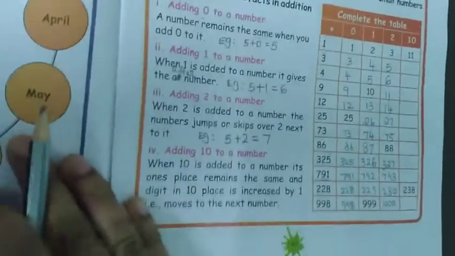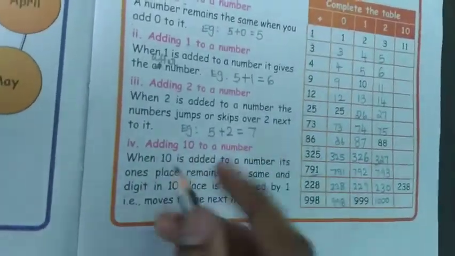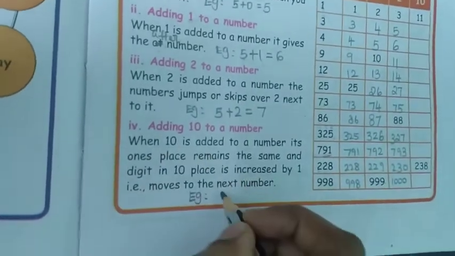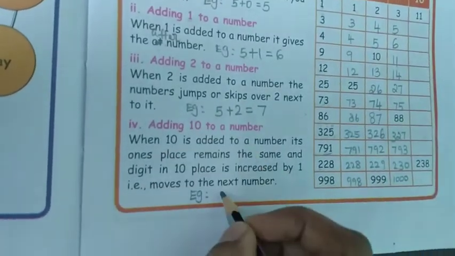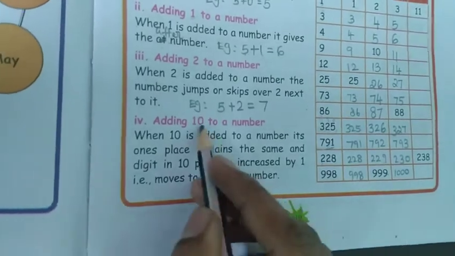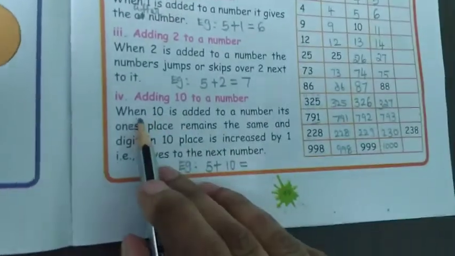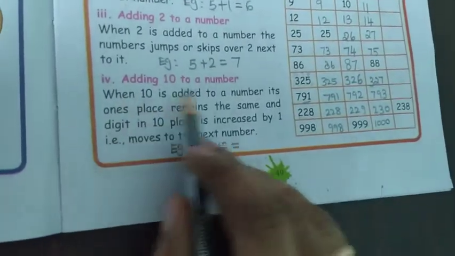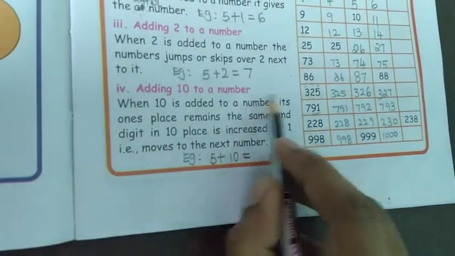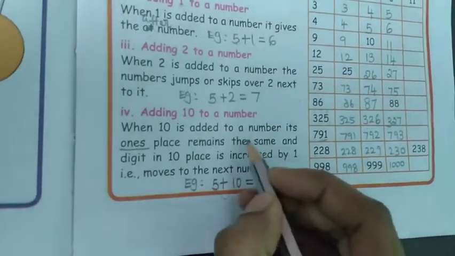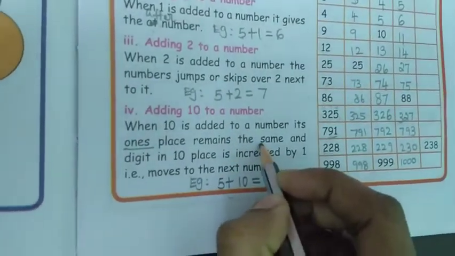Next, fourth fact: adding 10 to a number. Whenever we add 10 to any number, now we take the same number 5. 5 plus, now we are adding the number 10 to that. When 10 is added to a number, its ones place remains the same. Ones place gives the same number.